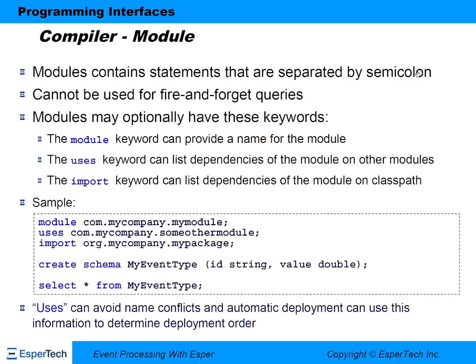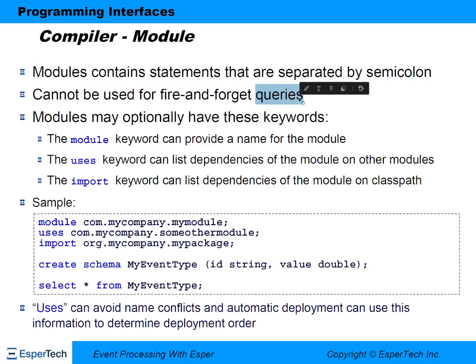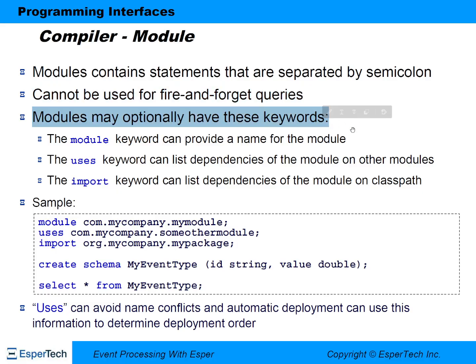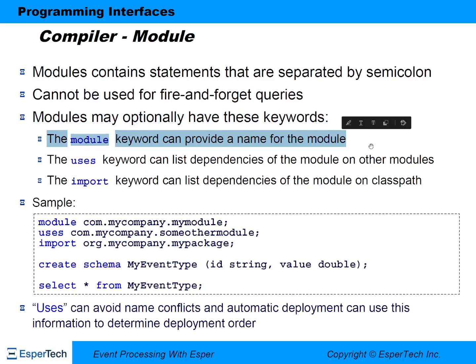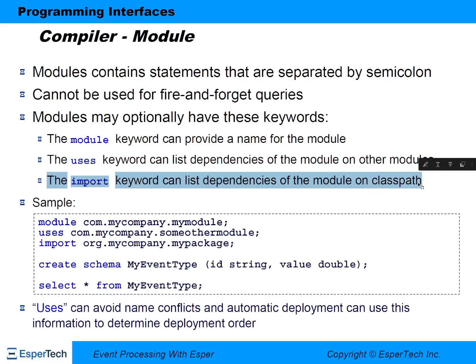A module contains statements that are separated by semicolon. Modules cannot be used for fire and forget queries. Modules may optionally have these keywords. The module keyword can provide a name for the module. The uses keyword can list dependencies of the module on other modules. The import keyword can list dependencies of the module on class path.